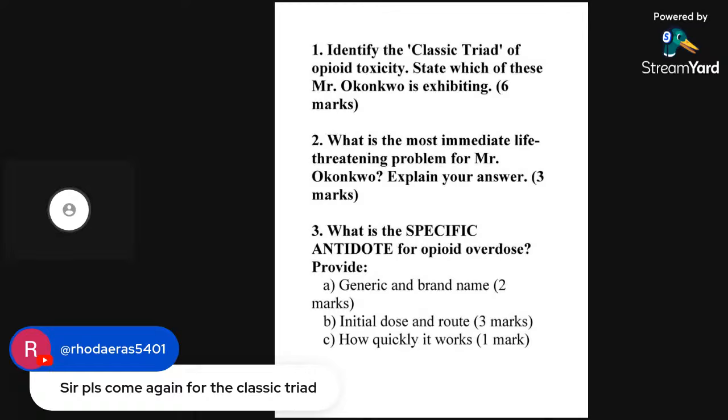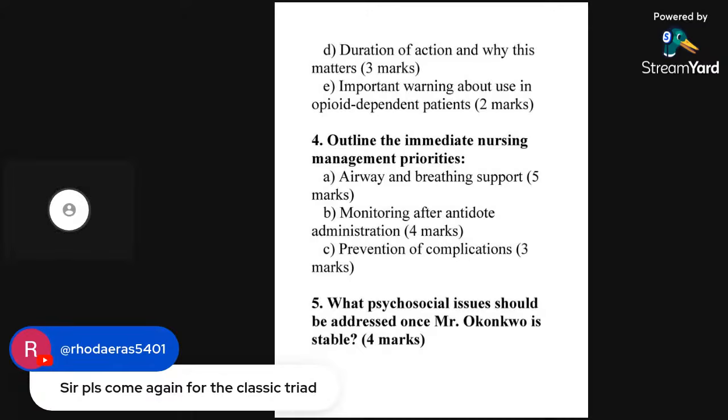So nursing management. Outline the immediate nursing management and priorities. Basically, you just assess for airways and breathing, then monitoring the vital signs after the antidote has been administered. All right. Then check for complications. Those are the three. All right. Just check for complications. Airways and breathing. You assess the oxygen level, check oxygen saturation, and administer naloxone.